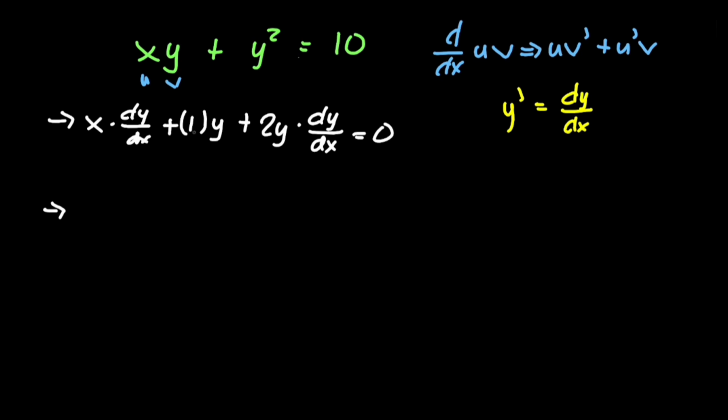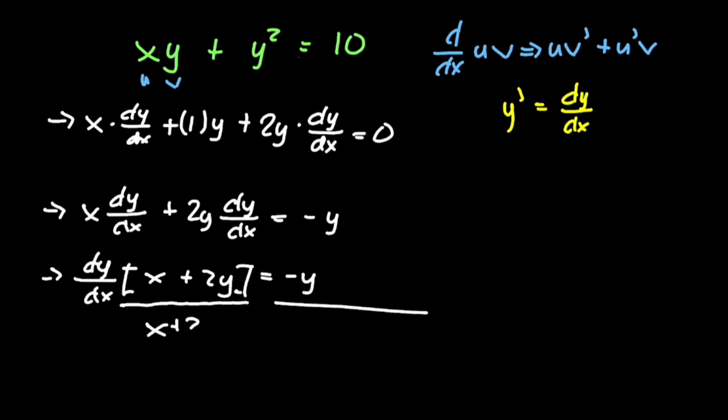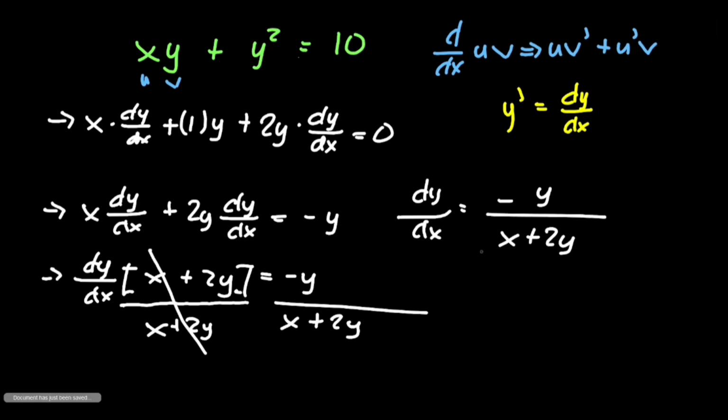Now, isolate dy over dx on one side, so you will get x multiplied by dy over dx plus 2y multiplied by dy over dx equals negative y. Factor out dy over dx, and divide both sides by x plus 2y. These two will cancel each other out, so the final answer will be negative y over x plus 2y.